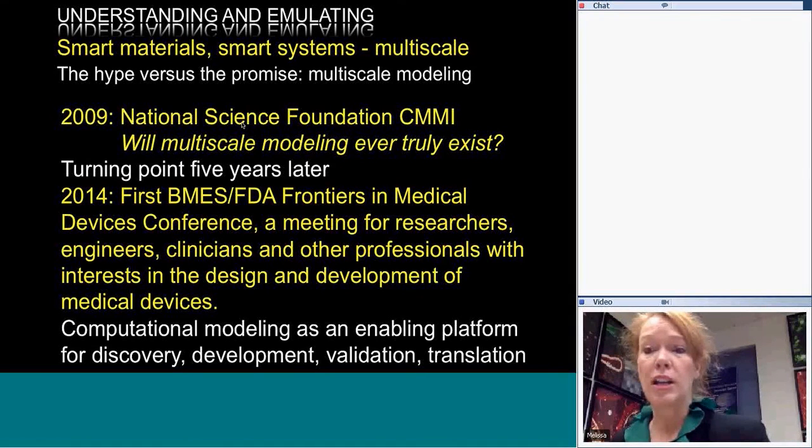So we see computational modeling as an enabling platform, not just for discovery, but also for validation.